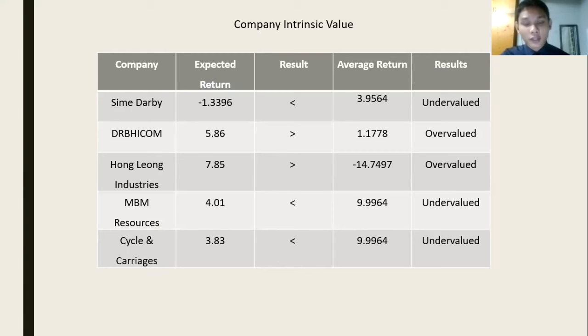Next is Cycle Carriage Bintang Berhad. Based on the data above, it shows Cycle Carriage Bintang Berhad is undervalued because expected return is lower than the average return. Therefore, existing shareholders can buy the stocks because undervalued stocks indicate that people are willing to pay for them. Existing shareholders can buy stocks or even hold them for a long-term investment. And that is all for company intrinsic value.